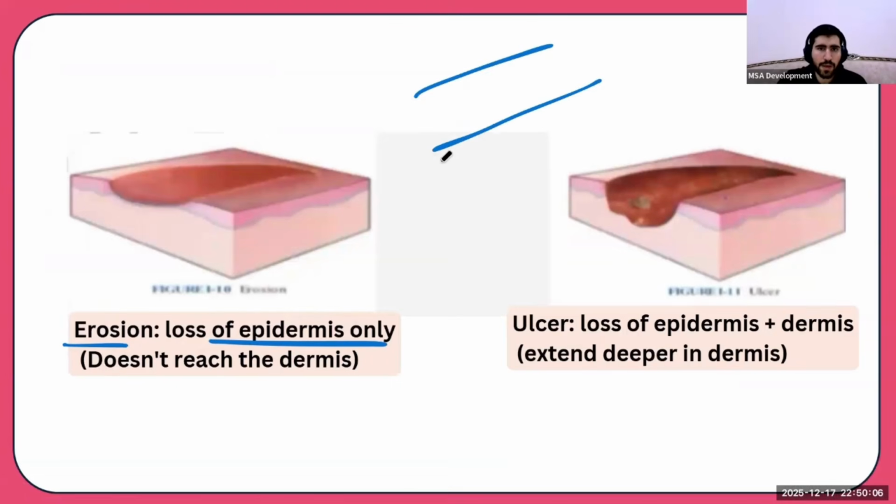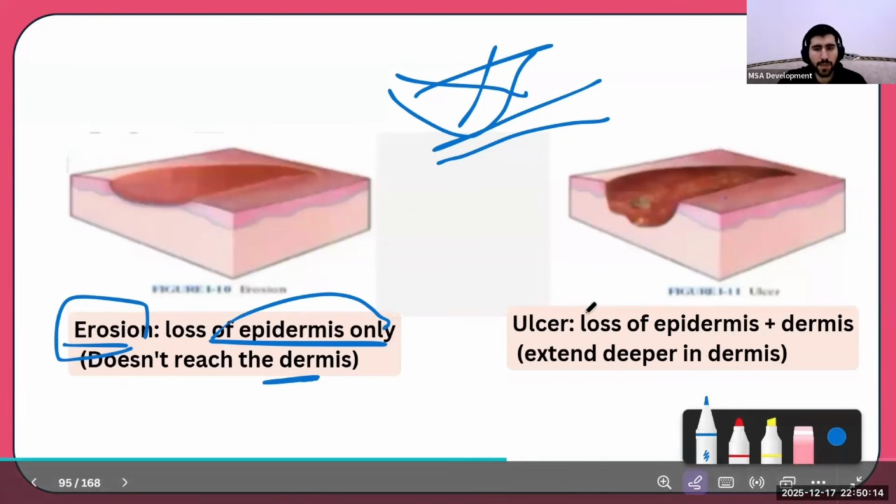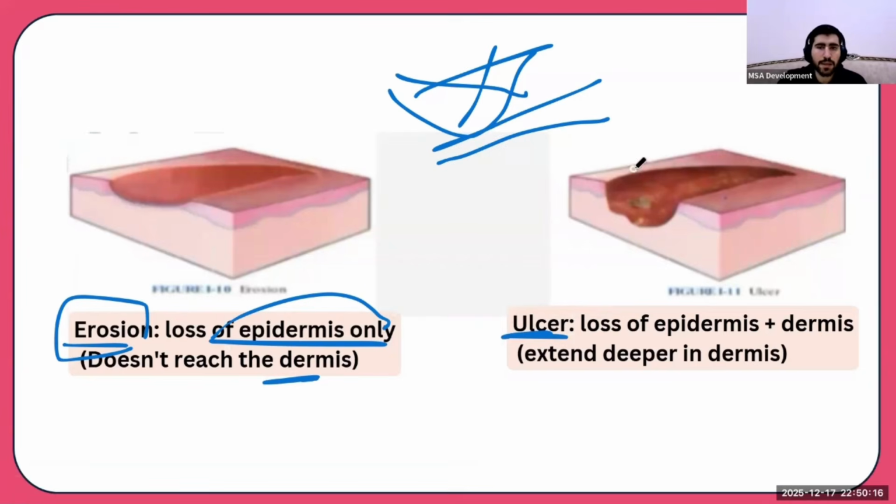So we said this is epidermis and this is dermis. If we damage the epidermis only and remove it, that's erosion. It doesn't reach the dermis. It's only the epidermis. However, ulcer is removal of the epidermis and dermis. So ulcer is loss of epidermis and dermis. If the damage is only in the epidermis, that's erosion. If it reached the dermis, that's ulcer.